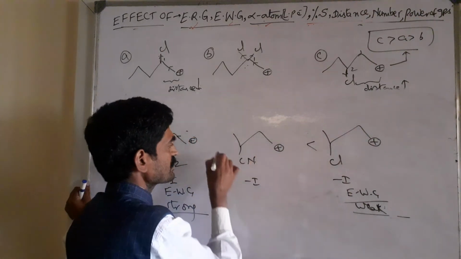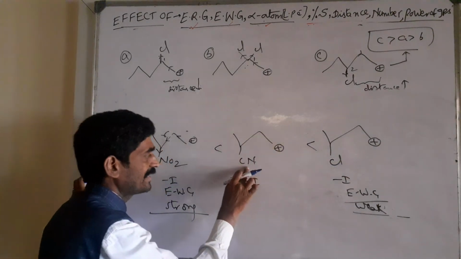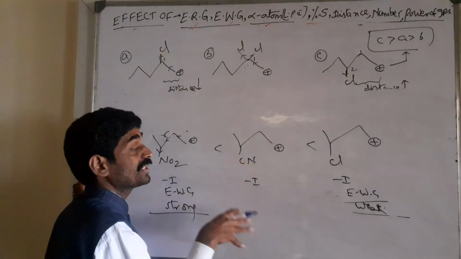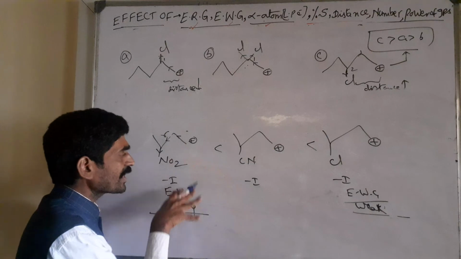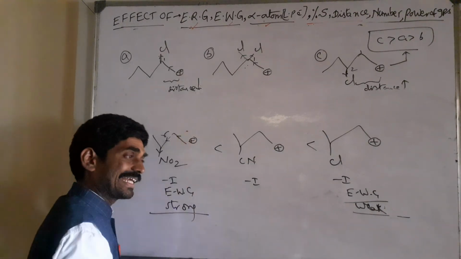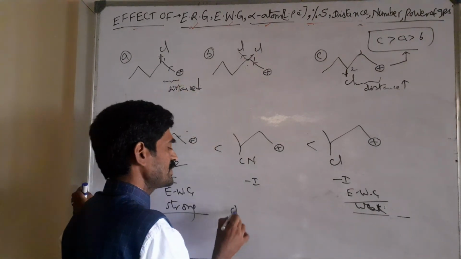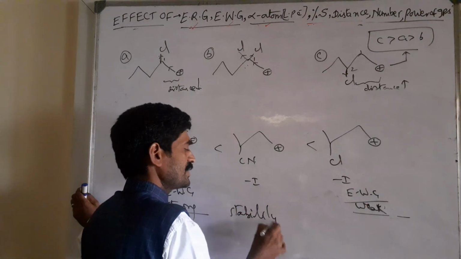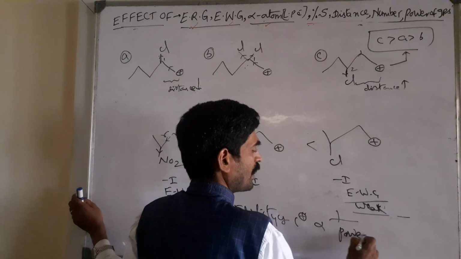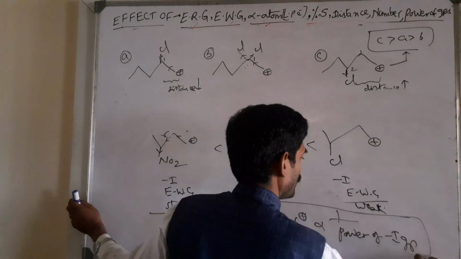So the order of stability is this more stable Cl bonded, then the cyanide group, and the NO2 group, right? So the conclusion we get is, as the power of the group is more, stability decreases. The power of the group is more, stability is less. So the stability of the carbocation is inversely proportional to the power of the minus I group.